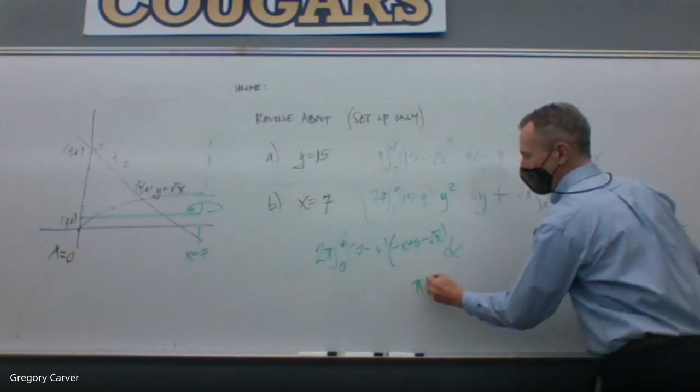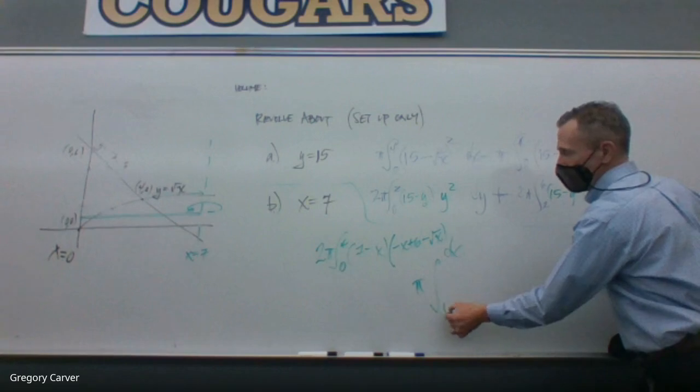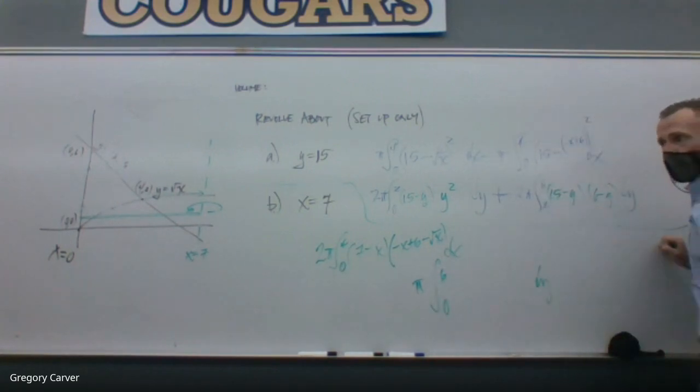This is going to be pi. Integrating from where to where, Grayson? Because it's a dy problem, correct? Beautiful. What is that radius there?